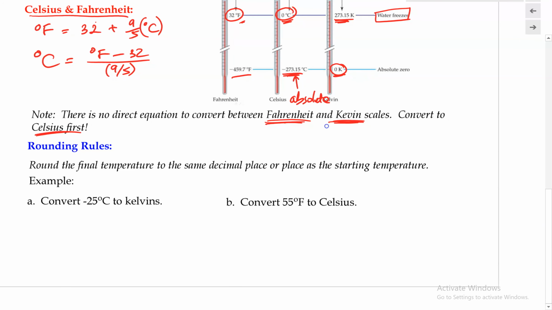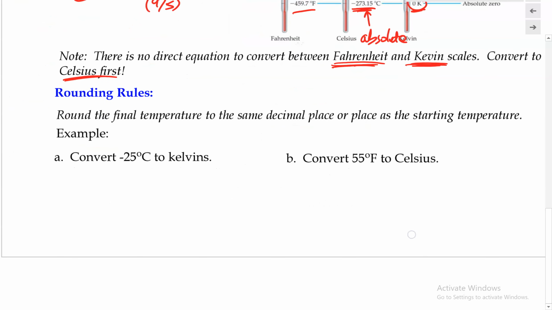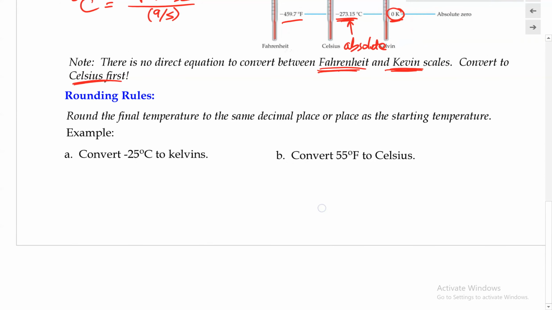And lastly, let's now discuss the rounding rules in temperature. So the rounding rule in temperature conversion is as follows. Round the final temperature to the same number of decimal places as the starting temperature. So if we start with the temperature measured to 1 decimal place, then in the final answer, we'll be reporting our answer to 1 decimal place as well. Versus if we were to start from the ones place on the temperature, then the final temperature will be rounded to the ones place as well.